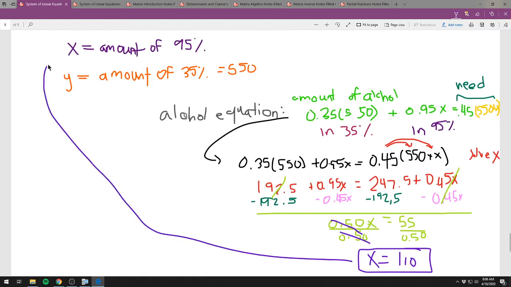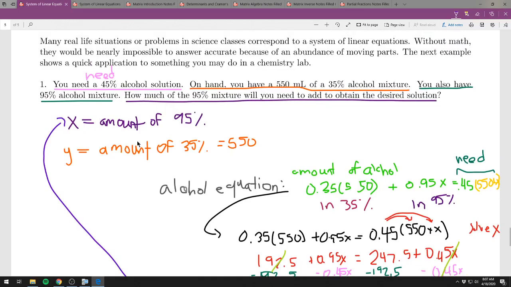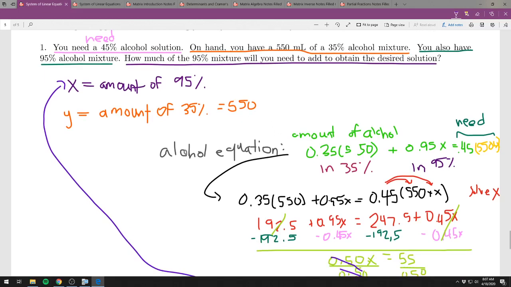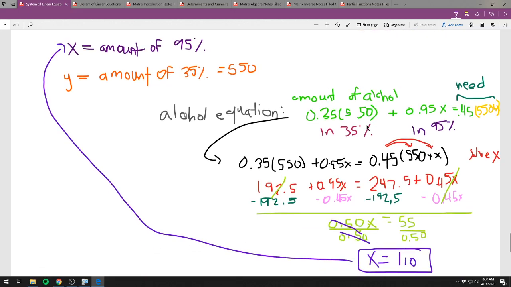Right, so remember also that is what we were solving for. That's how we made our equations. And this kind of makes sense just because 35 is a lot closer to 45 than 95 is, we should probably use a lot more of the 35 than the 95 in this. Right, but this is systems of equations with two variables.